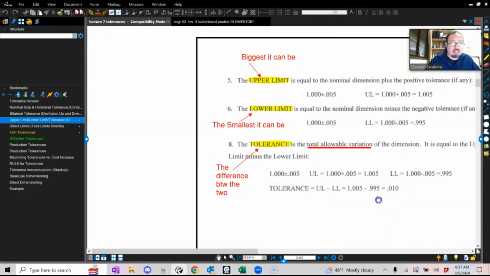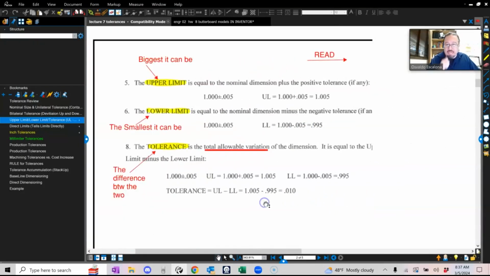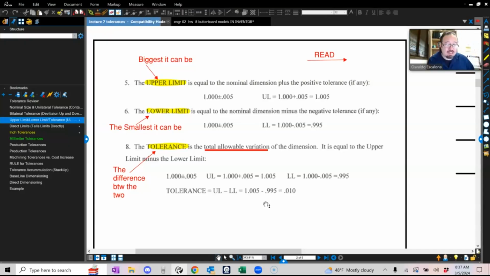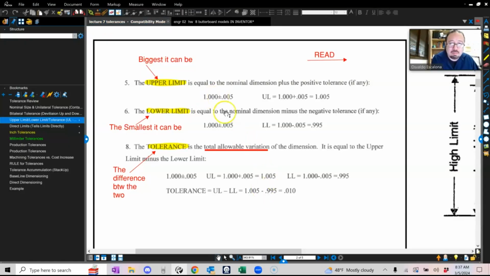All right. So let's read the definition. The upper limit is equal to the nominal dimension plus the positive tolerance. So the biggest I can get, right? In this case, I got 1 plus minus. This is bilateral, equally distributed, and I'm moving up by 0.005, so 1.005. And the lower limit is the smallest I can get, which is equal to the nominal dimension minus the negative tolerance, if any. So the smallest I can get, 1 minus 0.005 or 0.995.